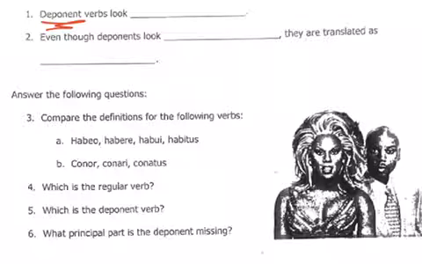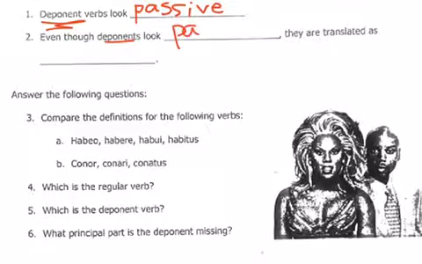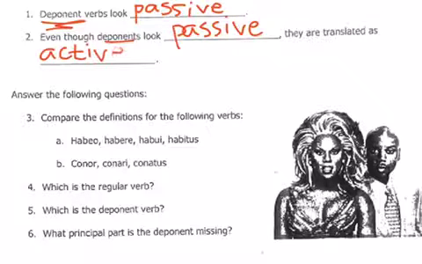Okay, so deponent verbs are a special, unique set of verbs that do not follow the rules of other verbs. Okay, deponent verbs, when you see them, will look like they are passive voice, meaning they will have your -or, -ris, -tur, -mur, -mini, -ntur endings. And even though deponents look passive, okay, they actually are going to translate as active.